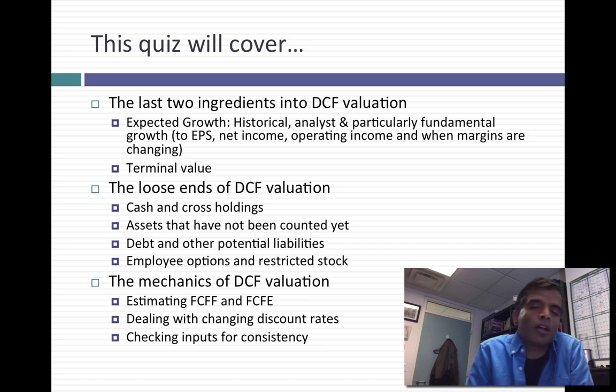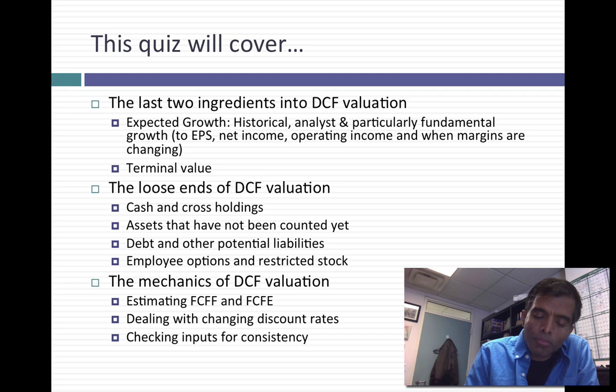Let's review the material that we're going to cover. First, we're going to cover the last two ingredients in DCF valuation. The first, of course, is expected growth. We got all the way through discount rates in the last one, and we got through cash flows. I want to talk about expected growth. We talked about historical growth, analyst estimates, and fundamental growth, but the emphasis is going to be primarily on fundamental growth, partly because with historical and analyst growth, what can I really ask you? I have to give you the number.